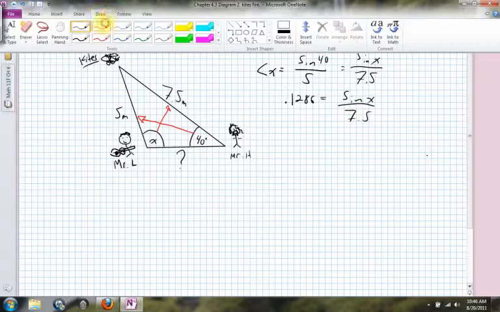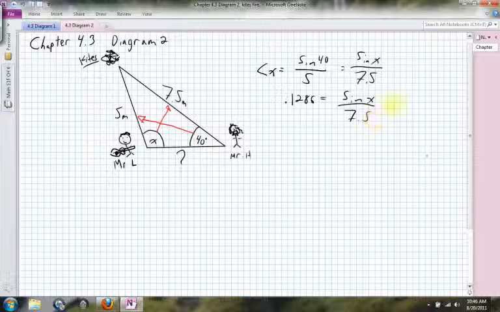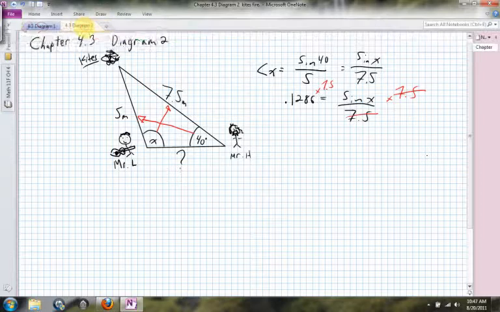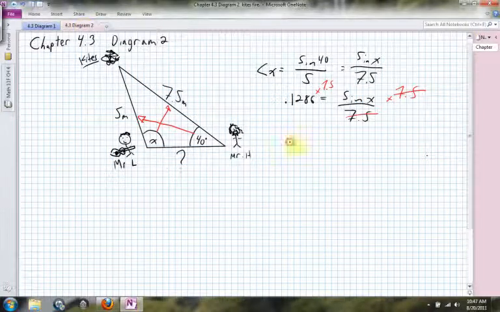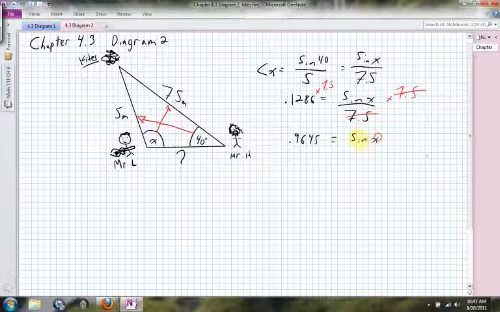What do I do? How do I get rid of the 7.5 on the bottom? I multiply by it. When I multiply by the 7.5, it cancels out, and I also have to multiply by 7.5 on the other side as well. When I multiply by the 7.5, I get 0.9645. That's equal to sine x.